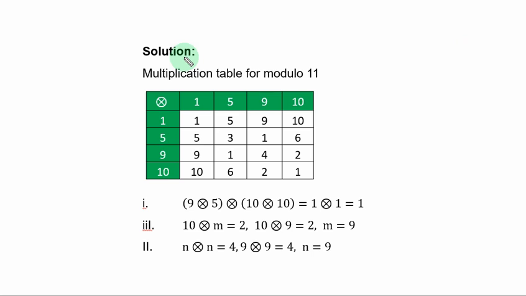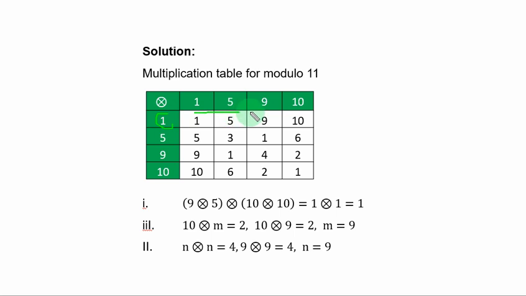So we have the solution, the multiplication table for module 11. Now this is what happened. Module 11 has 11 elements from 0 to 10. So in the completion of the table, no digit must exceed 10. The highest is 10. So if you have any digit above 10, you have to divide it by 11 and you record the remainder. So you take 1 to multiply 1, 5, 9, 10.